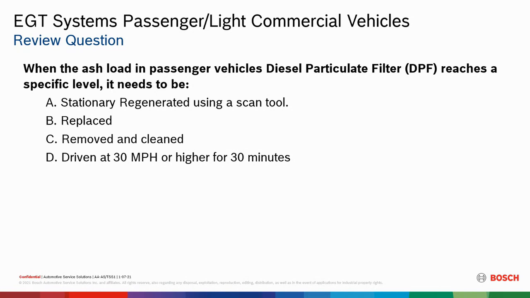Stationary regeneration using a scan tool would have been true if the soot level was high in a passenger vehicle and it couldn't meet specific conditions to be burned off. So that's when that condition in the A would have been correct. Removed and cleaned. I guess we got some heavy duty guys in here that are used to removing and cleaning them and didn't listen to what I said about being replaced. That's fine. But the light duty stuff typically is a replaceable unit.